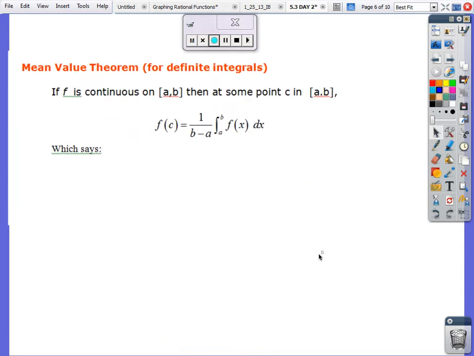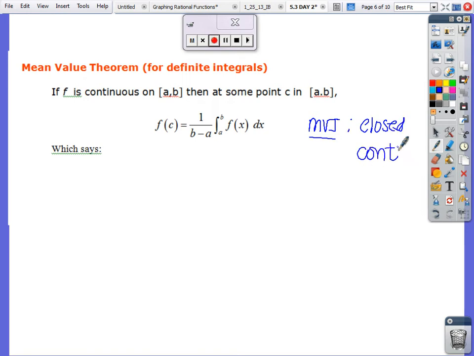So this is one where you're going to end up always finding the average value. You won't necessarily need to know the theorem as in depth as the ones that we've been doing for derivatives. So for this guy here, it says if f of x is continuous on a to b, then at some point c on the closed interval. So the mean value theorem for derivatives is interesting. You only need it to be closed, and you only need it to be continuous.